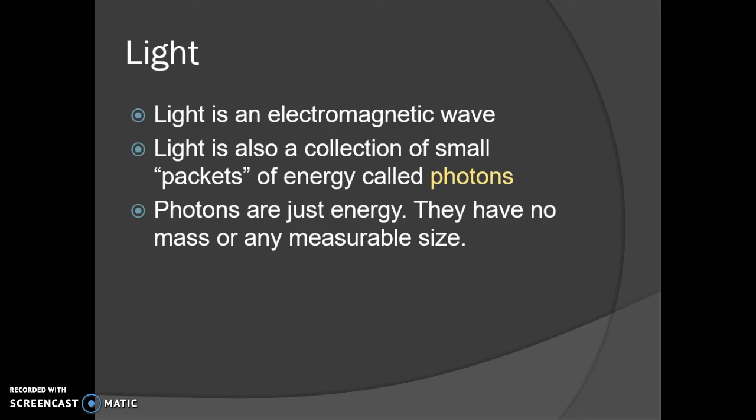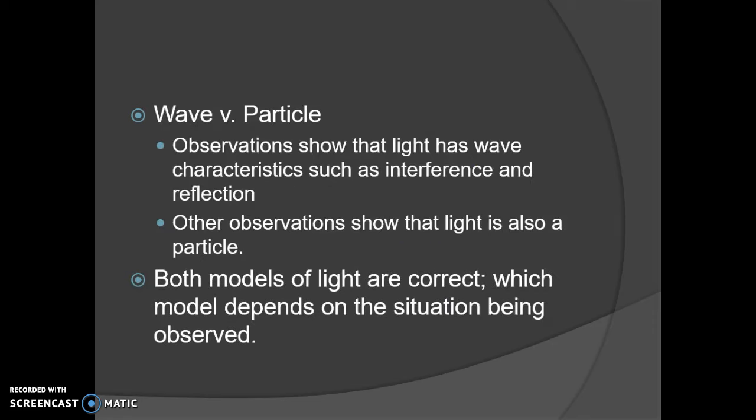Okay, so since they're energy, energy is not a form of matter. Energy is energy. In order for it to be matter, it would have to have mass and it would have to have volume. We're going to learn that when we get to the chemistry. Because photons are not matter, they are just energy, they have no mass and no measurable size, no volume. All right, so light behaves as a wave. It also behaves as a particle.